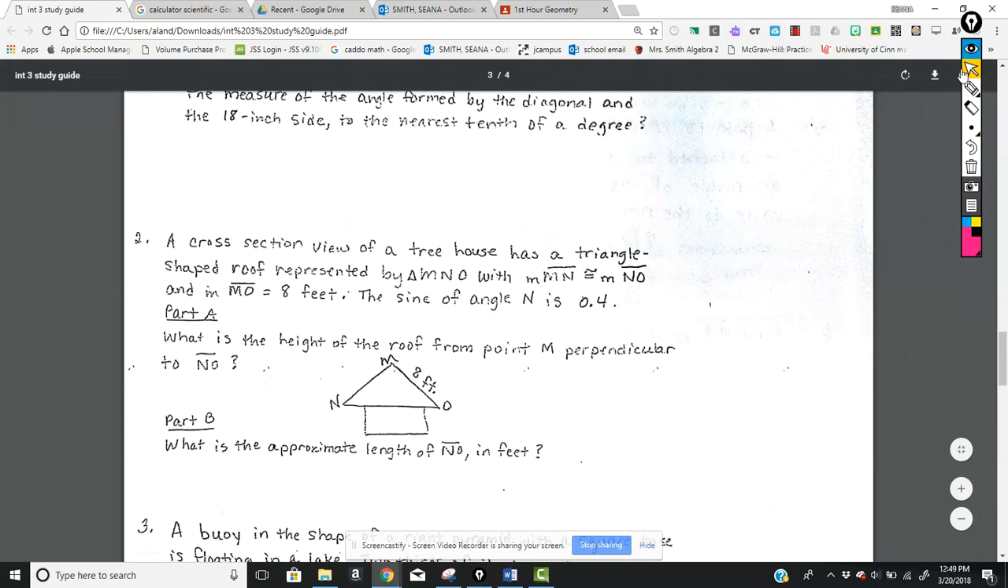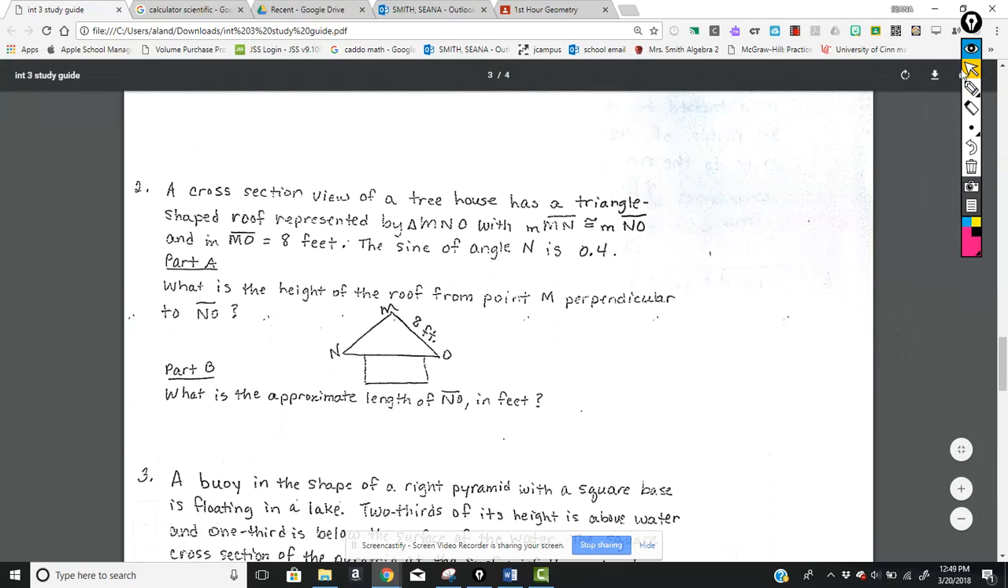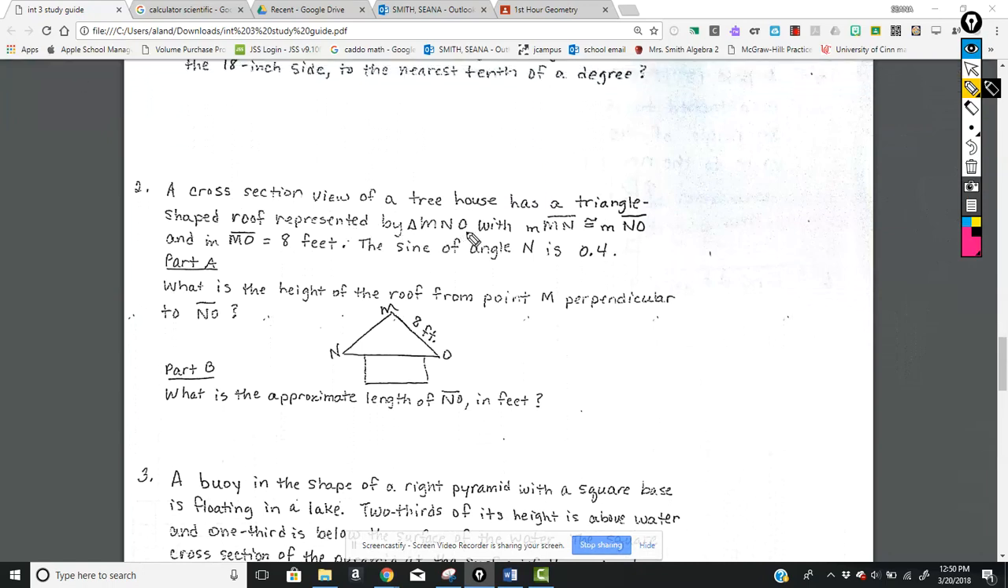Okay, number 2, we're talking about a house here. It has a triangular shape, house top represented by triangle MNO with measure of MN congruent to measure, and this is a typo, we need to change this to MO. And MO is 8 feet. The sine of angle N is 0.4. So in part A, what is the height of the roof from point M to NO?